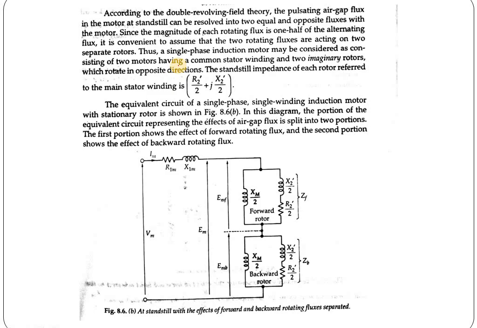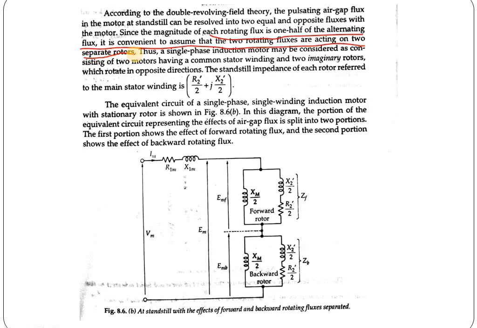Now, according to double revolving field theory, the pulsating air gap flux in a motor at standstill can be resolved into two equal and opposite rotating fluxes. Since the magnitude of each rotating flux is one half of the alternating flux, it is convenient to assume that the two rotating fluxes are acting on two separate rotors.